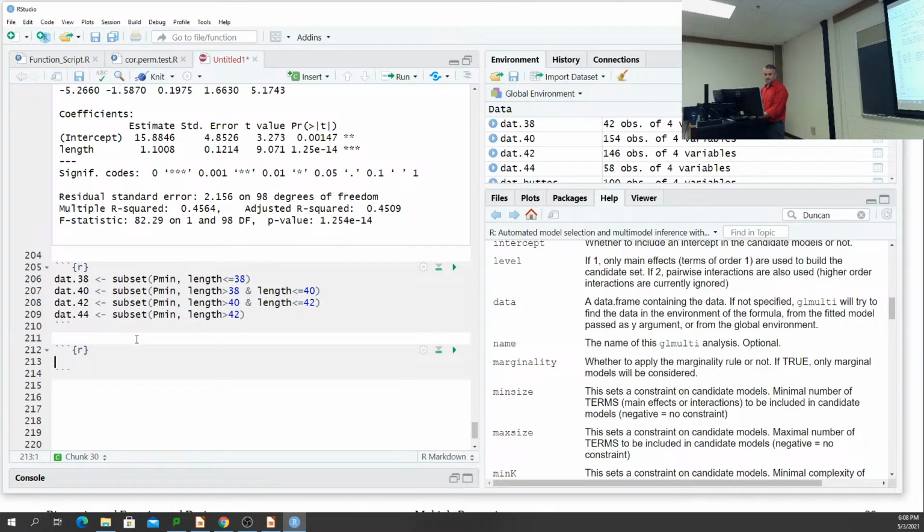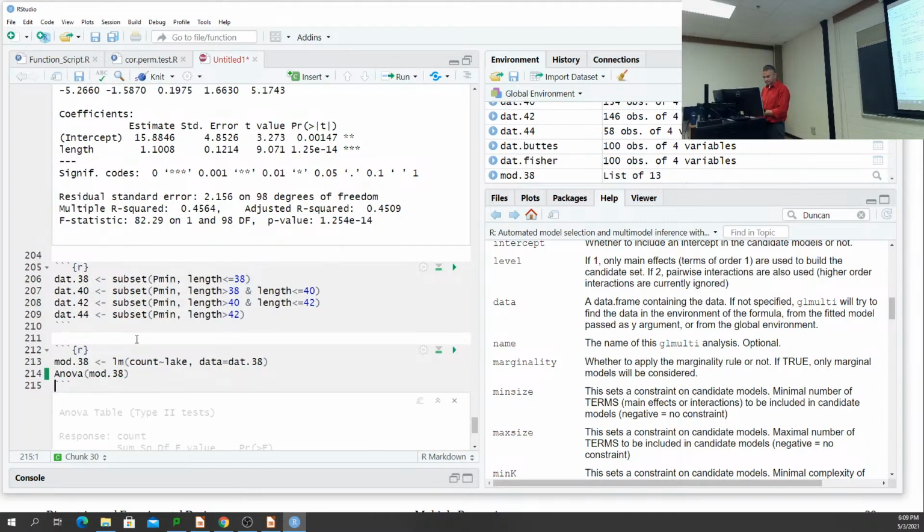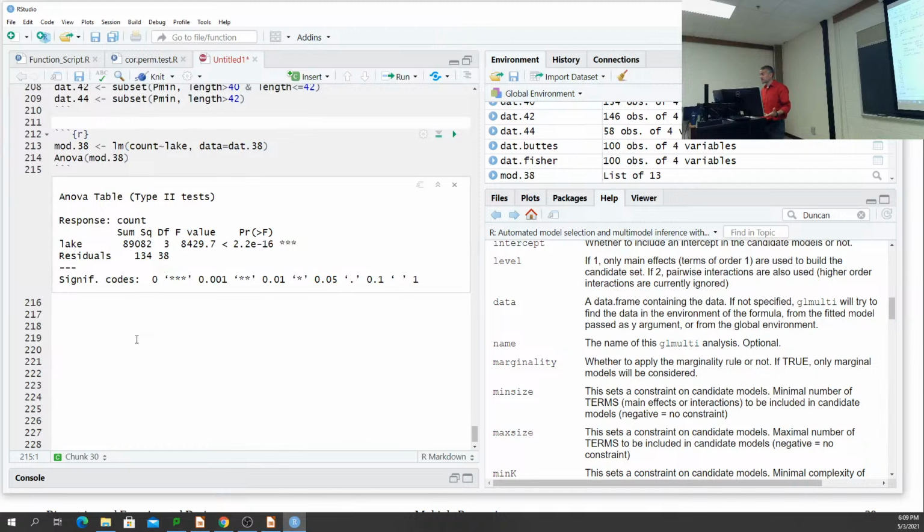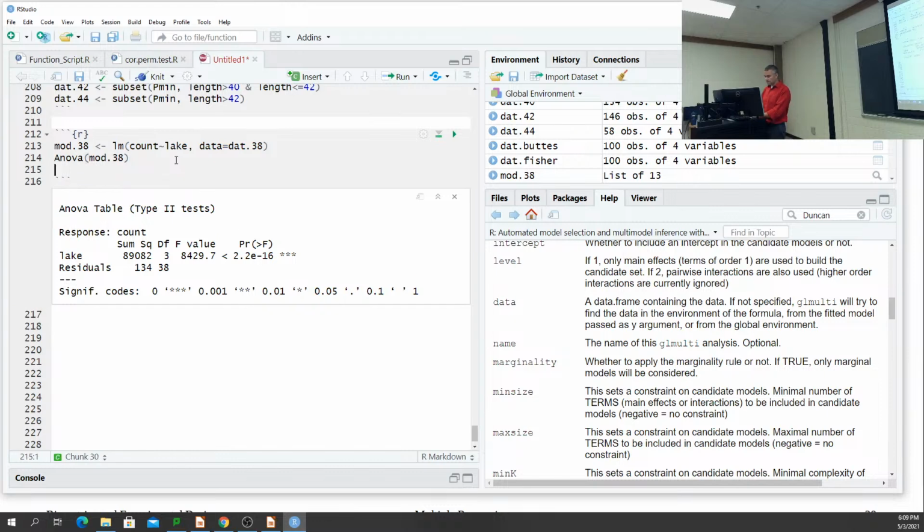And then we just go ahead and look at our models. So do LM, where we're looking at count as a function of lake. Data is dat.38, so this is the 38 size class, or 38 and lower. View the ANOVA table. It's significant. Lake is more than 2 levels. All of our assumptions are met.